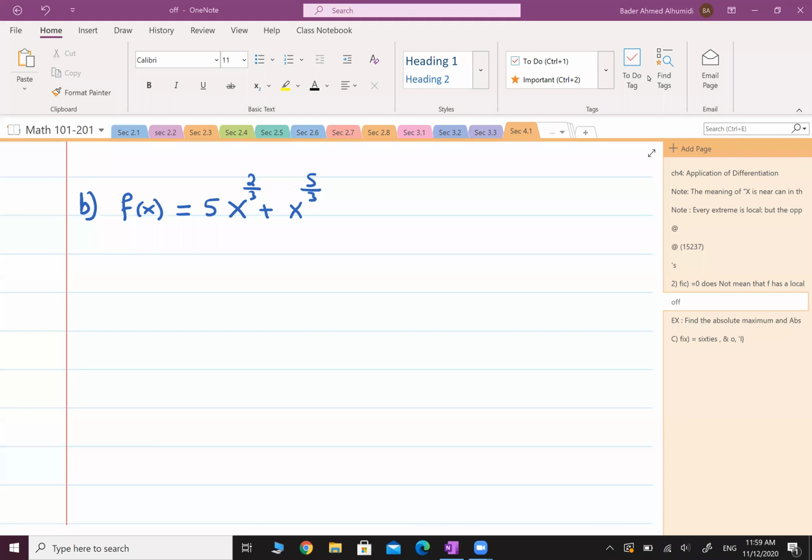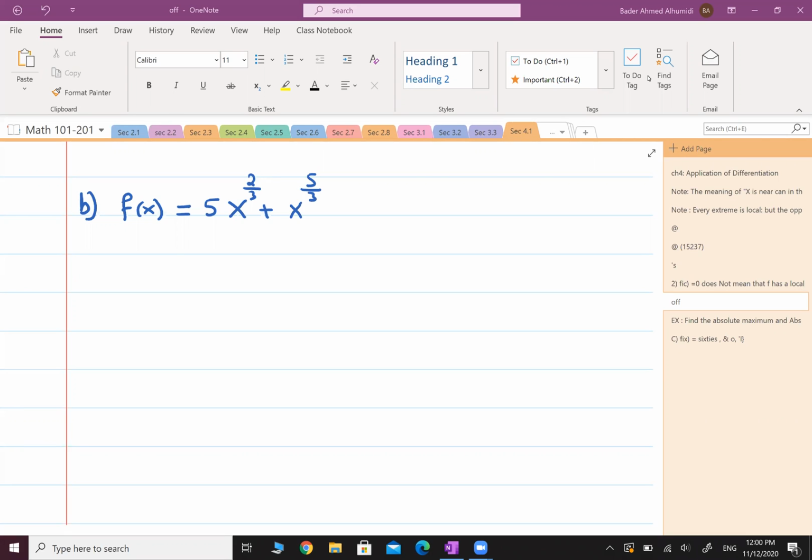Okay, guys, if you remember in this section, 4.1, we did a couple of points. We defined the meaning of local maximum, local minimum, absolute maximum, absolute minimum. And we call the absolute maximum and absolute minimum the extreme values. And the local maximum, local minimum, or relative maximum, relative minimum are called local values. And we saw the relation between them.